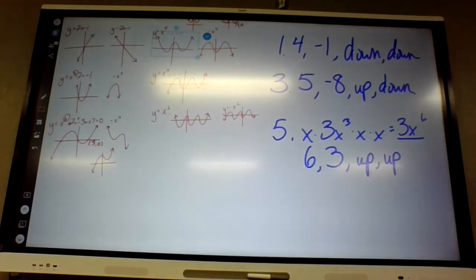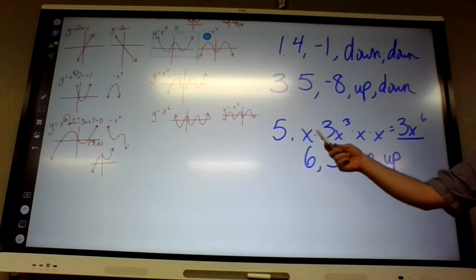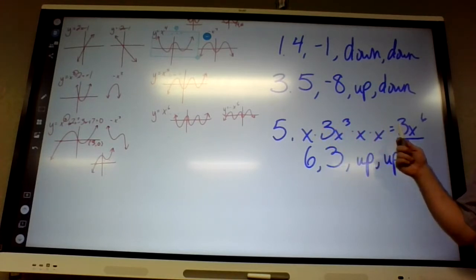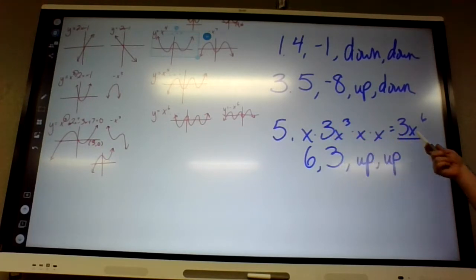How did you get the x to the 6? I said if we multiplied all those parentheses together, eventually all those x's would get multiplied together. All those x terms would multiply to 3x to the 6th.